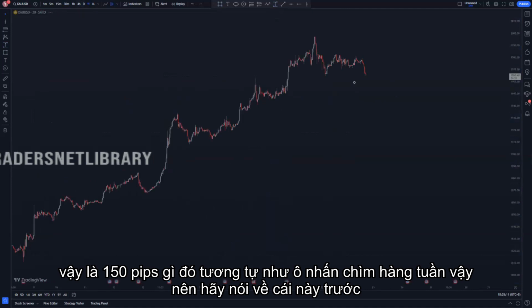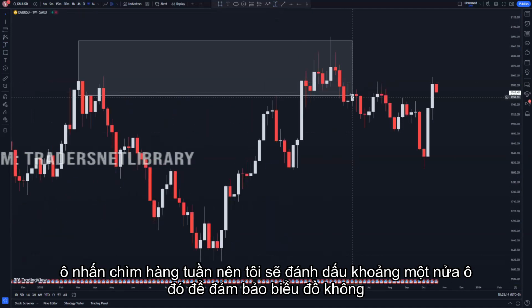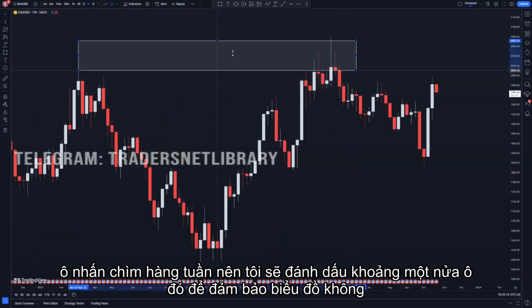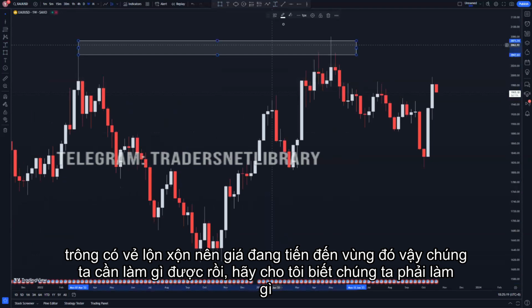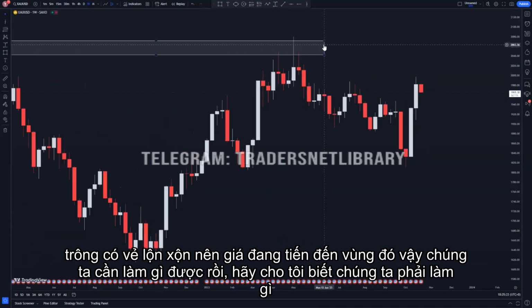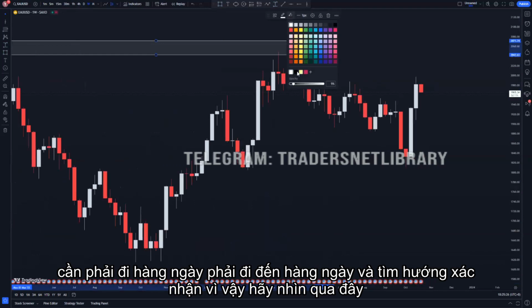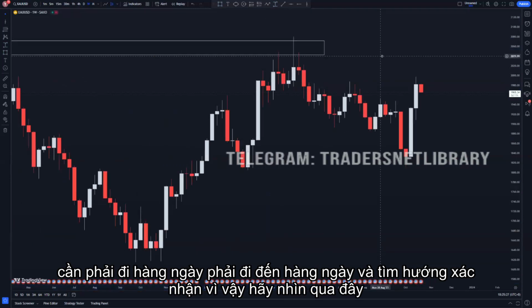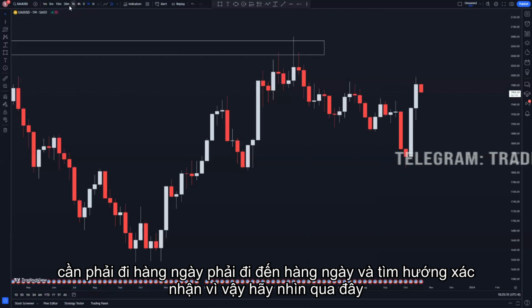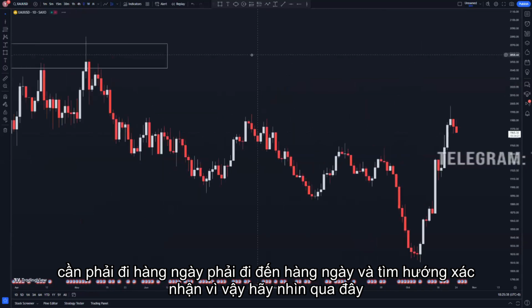So for example, you have this engulfing sell on weekly, like I said. Let's talk about this one first, the weekly engulfing sell. I'm just going to mark half of it to make sure the chart doesn't look messy. The price gets into the zone. So what do we need to do? Go to daily and look for the confirmation direction.